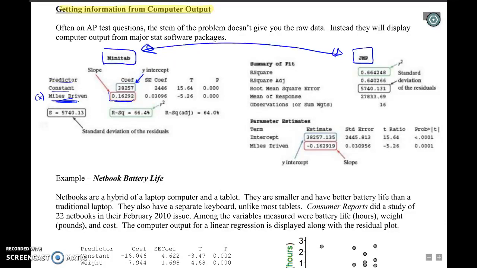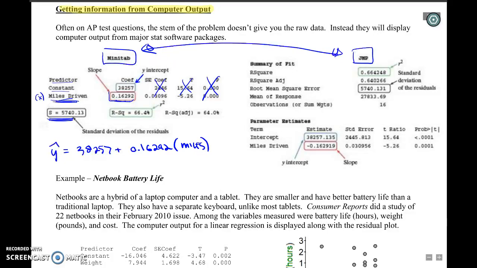So my equation is going to be y predicted is 38257 plus 0.16292 times miles driven. That would be the regression equation. For right now, these things are just things you got to get out of your head and just throw them out. We'll talk about them later in the year.